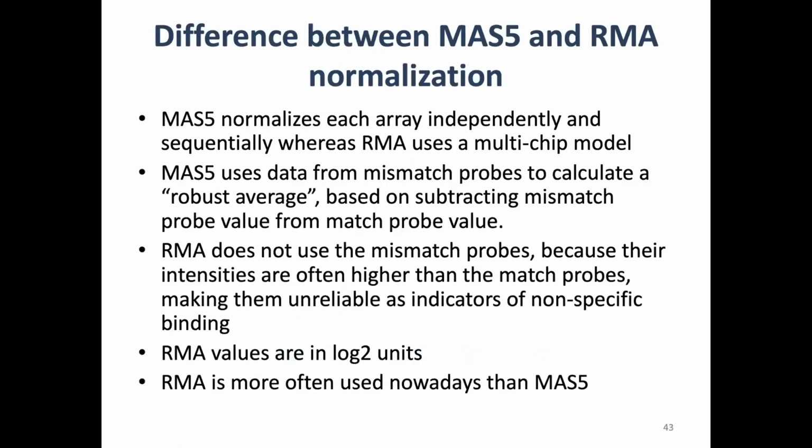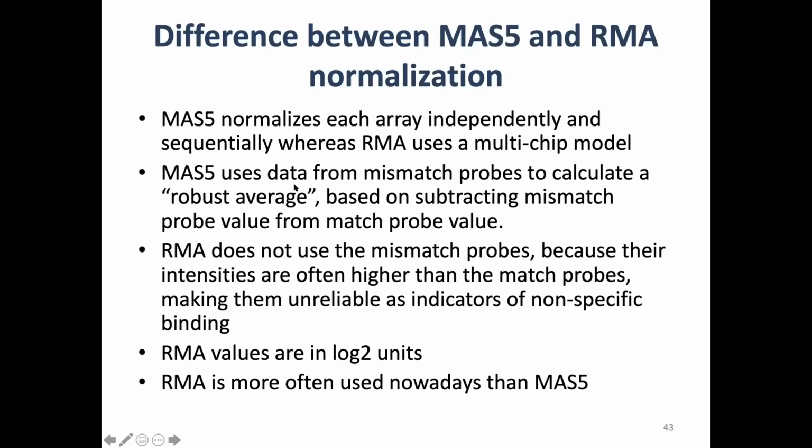The differences between MAS5 and RMA are, like we already said, MAS5 normalizes each array independently. It doesn't do the robust multi-array approach. RMA uses not only the within-probe normalization, but it does the array-based, across-array normalization, whereas MAS5 only normalizes one array at a time.